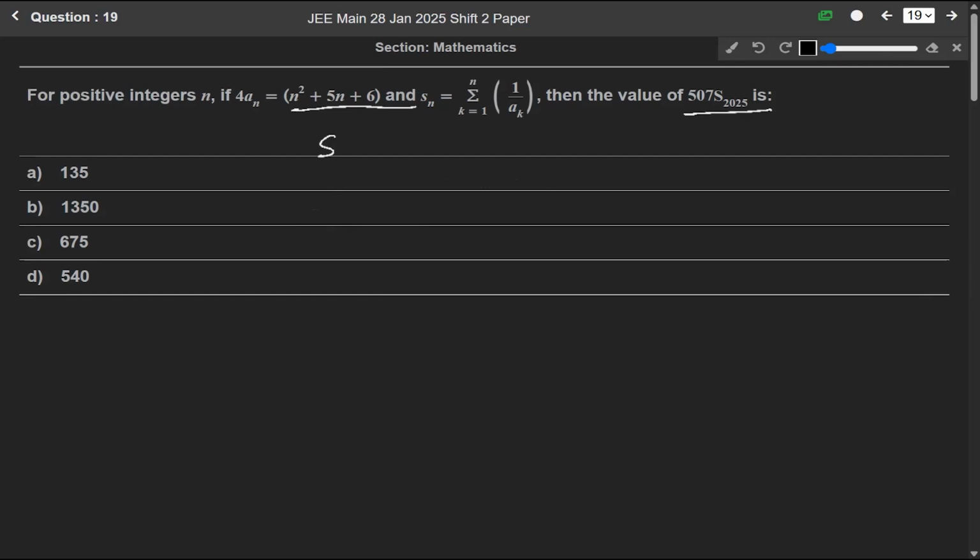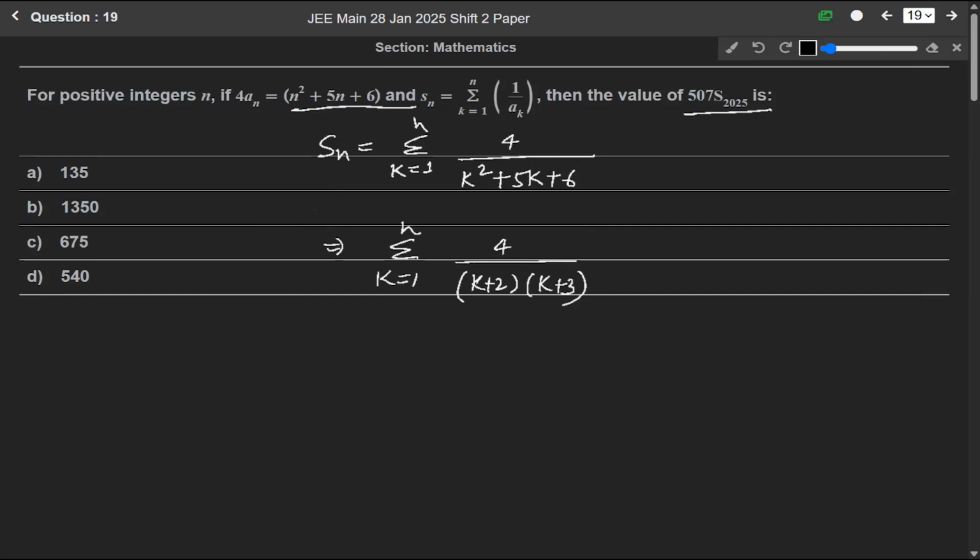So we know that Sn is equal to sigma k equals 1 to n of 4 over k square plus 5k plus 6. So it will be equal to sigma k equals 1 to n of 4 over (k plus 2)(k plus 3). So it will be equal to 4 sigma k equals 1 to n. Now this 1 over (k plus 2)(k plus 3) can be written as 1 over k plus 2 minus 1 over k plus 3.